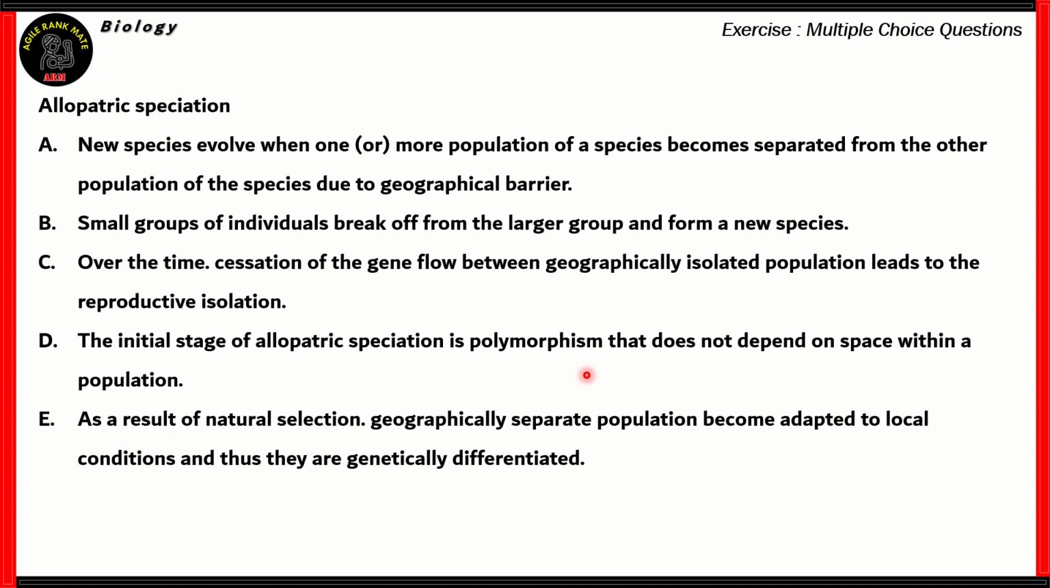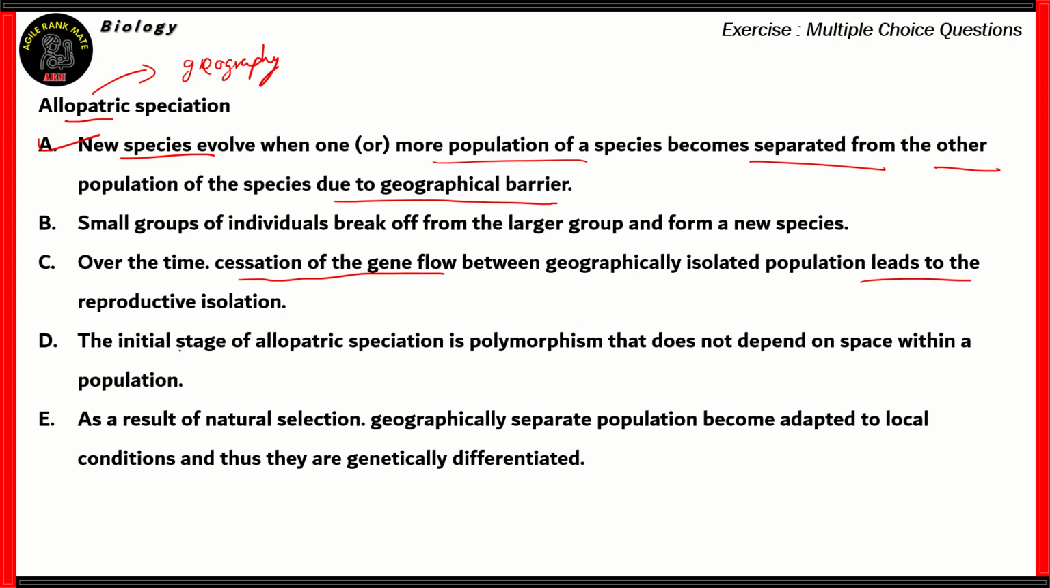So, among the 5 statements, which of these correctly describes allopatric speciation? Well, allopatric speciation is based on geography. So, in allopatric speciation, statement A is correct. New species evolve when one or more populations of a species get separated from the others due to a geographic barrier. And because of that geographic barrier, there is no gene flow, there is no reproduction between the two isolated species, so therefore it leads to reproductive isolation.